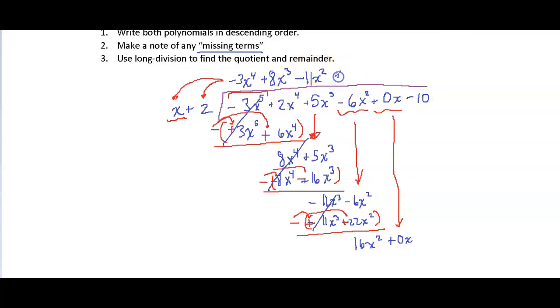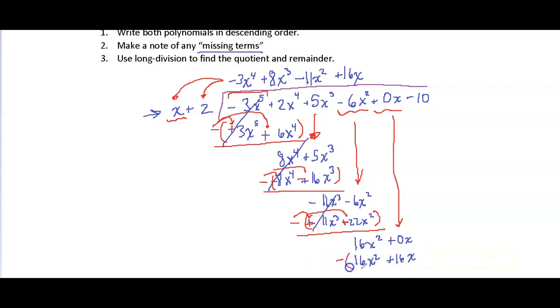Now we multiply by positive 16x. That will get us positive 16x squared. Remember, we're multiplying to the divisor out here. Now, positive 16x times 2, well, that'll get us a positive 16x.